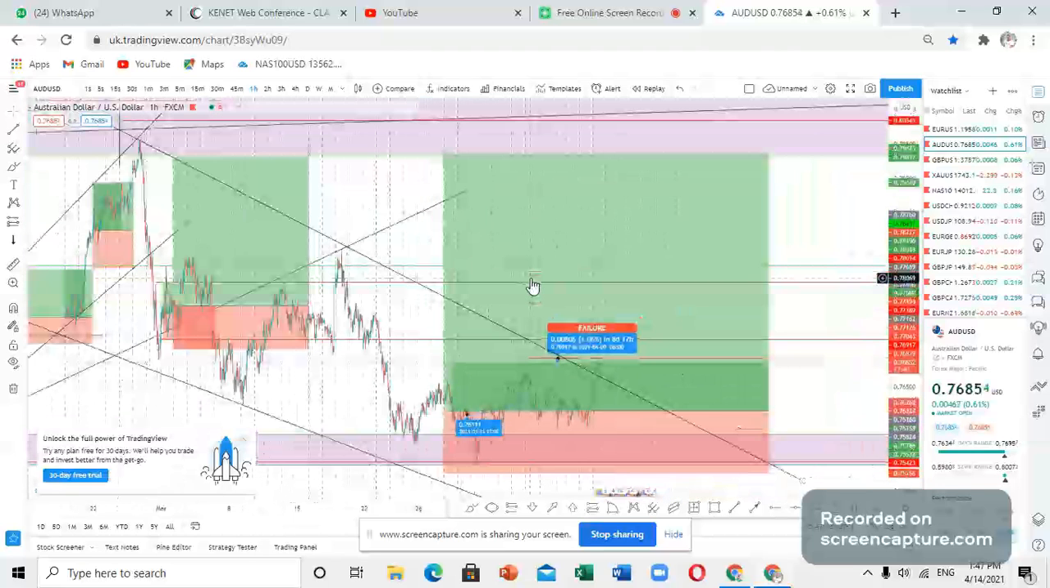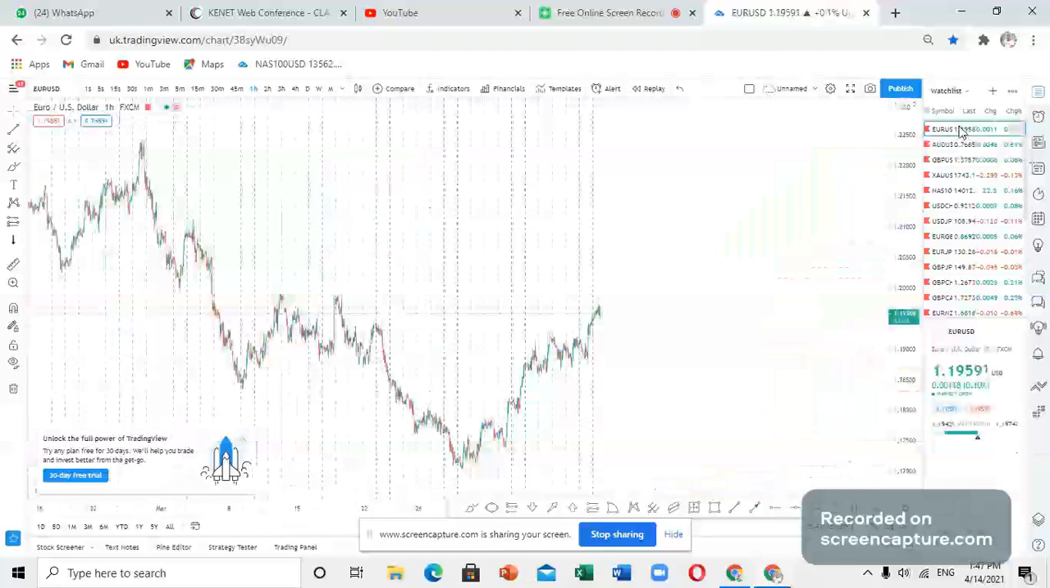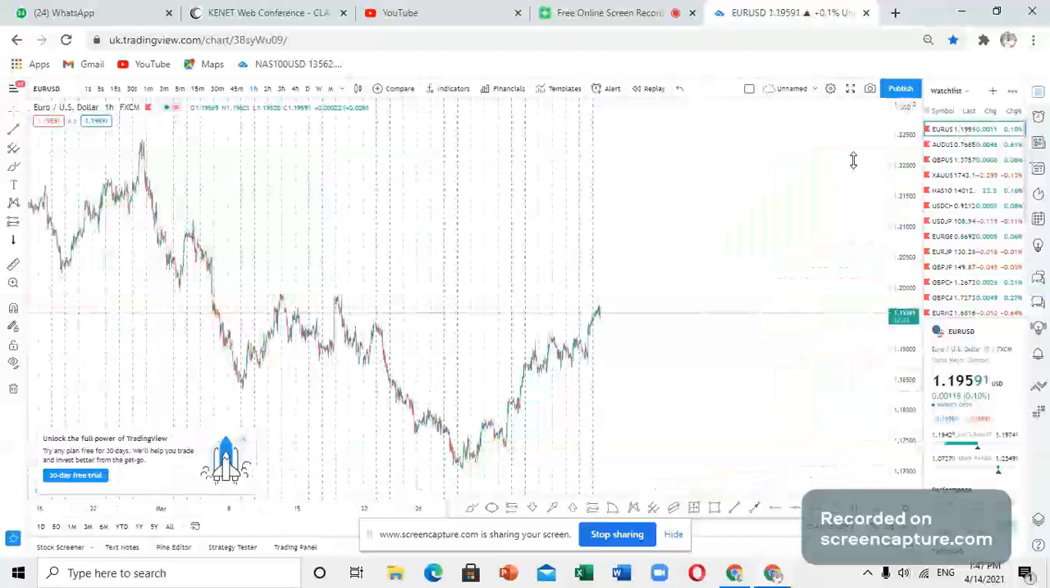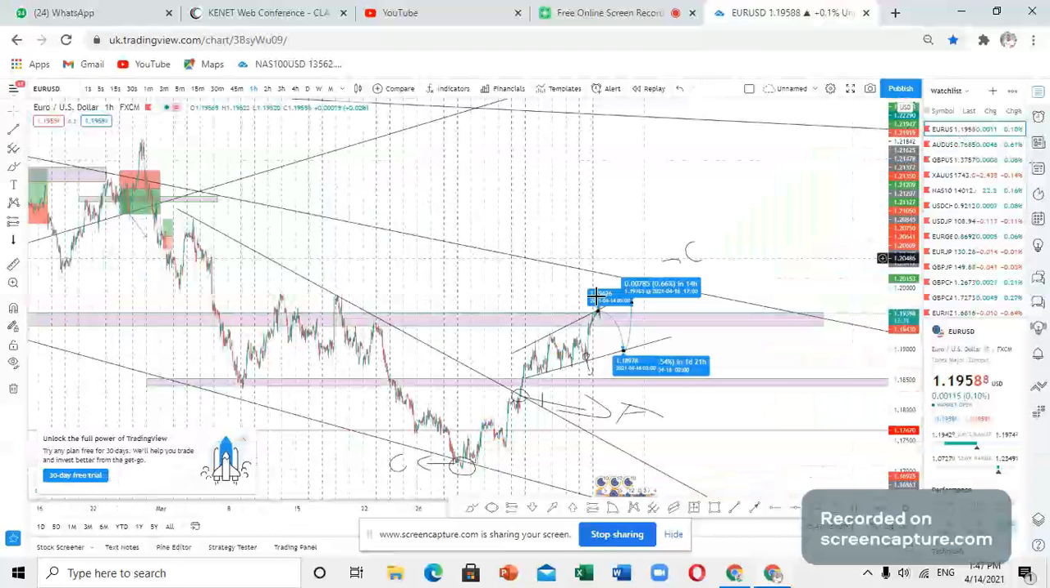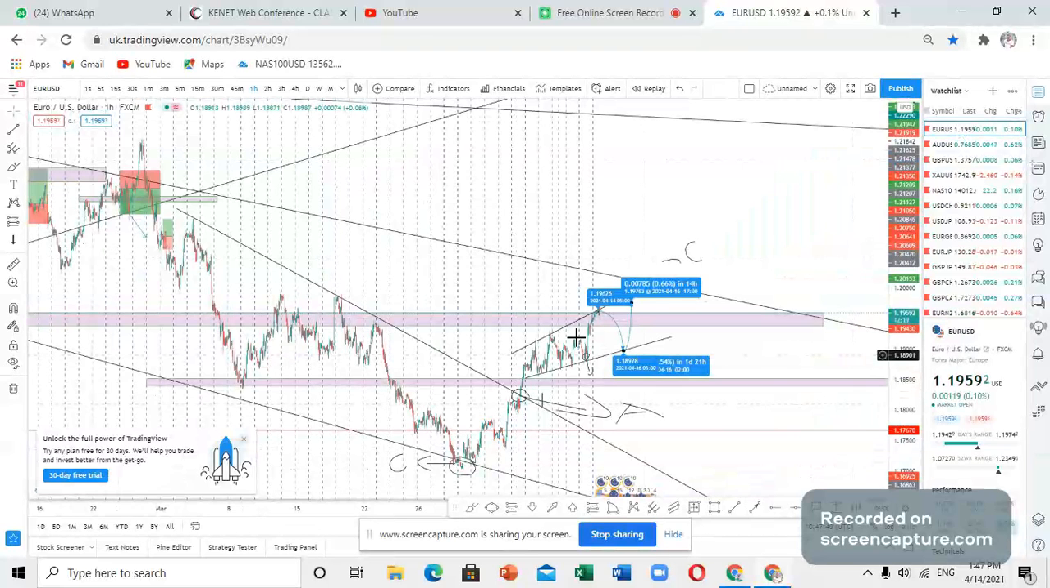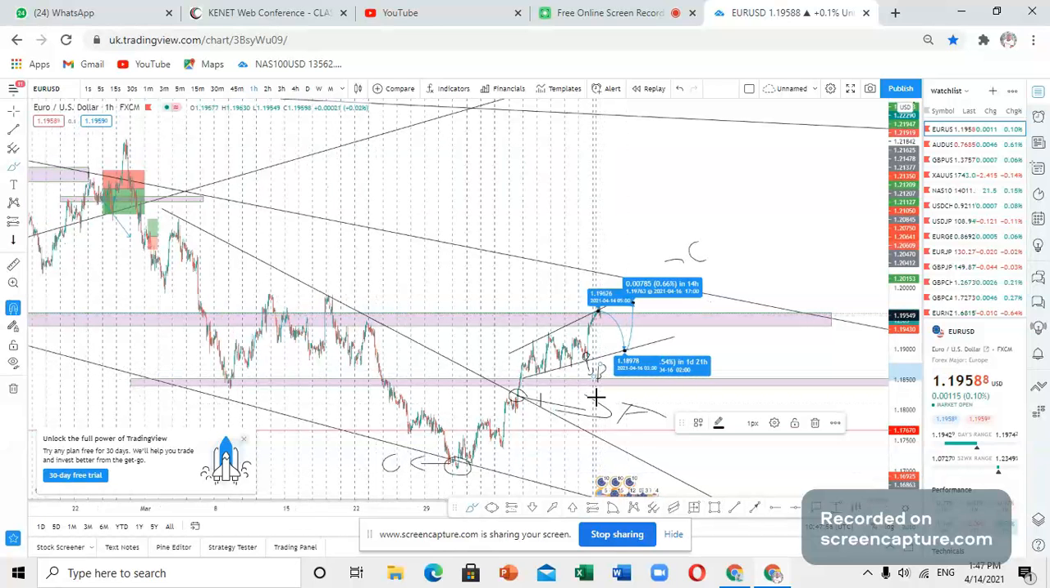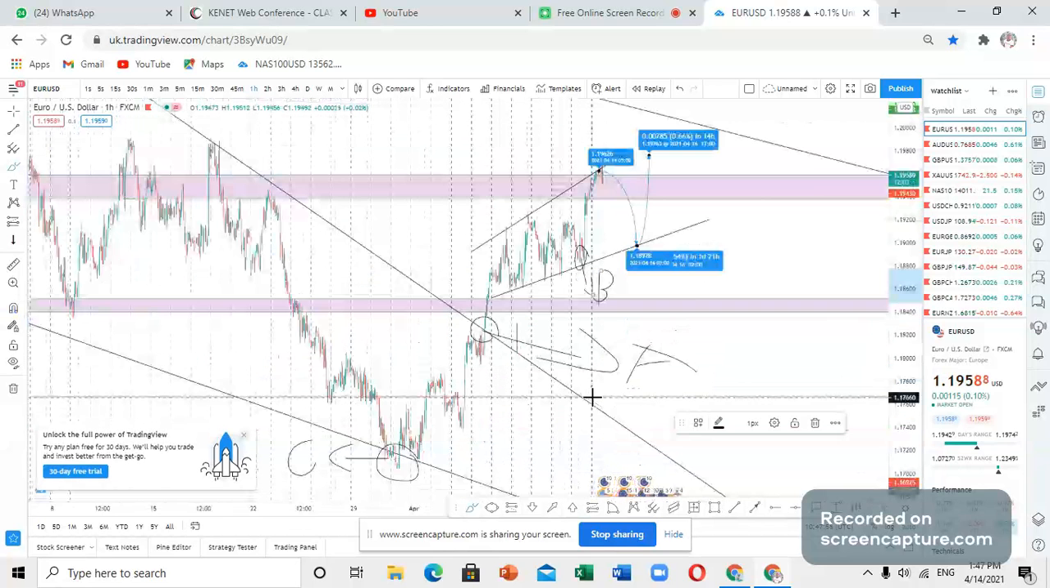I'm going to kickstart today's analysis with the pair EURUSD. On EURUSD, those who took the trade together with me yesterday were able to close with a profit. Remember, we took the trade at point B. That is where we took our trade. Let me zoom in so that you can view it.